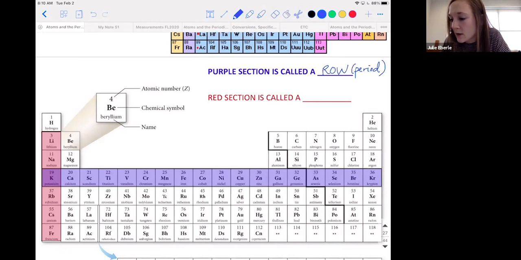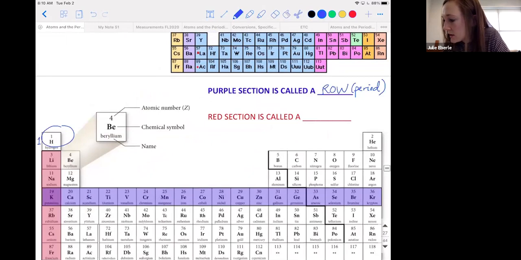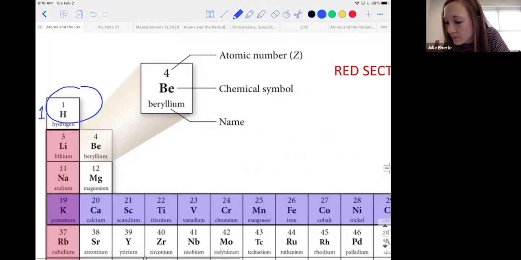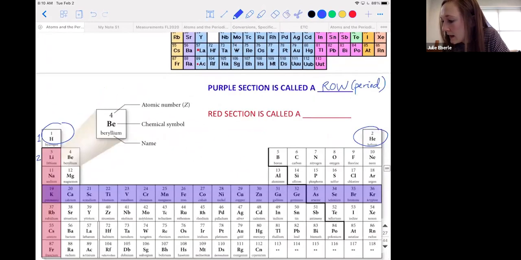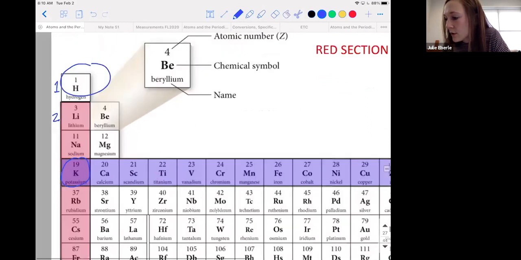So row 1, guess what? I'm going to zoom in for a second. Row 1 right here just has 2 elements in it. Those 2 elements are just hydrogen and helium. That is row 1. Okay, row 2 is right beneath that. It's got lithium, beryllium, and then these over here, that is row 2. And as you move down, we increase the number of the row. Okay, so the one highlighted in purple is row what? 1, 2, 3. If I said row 4, the first element on row 4, I would be talking about potassium. Okay, so just keep that in mind. Those are rows or periods.